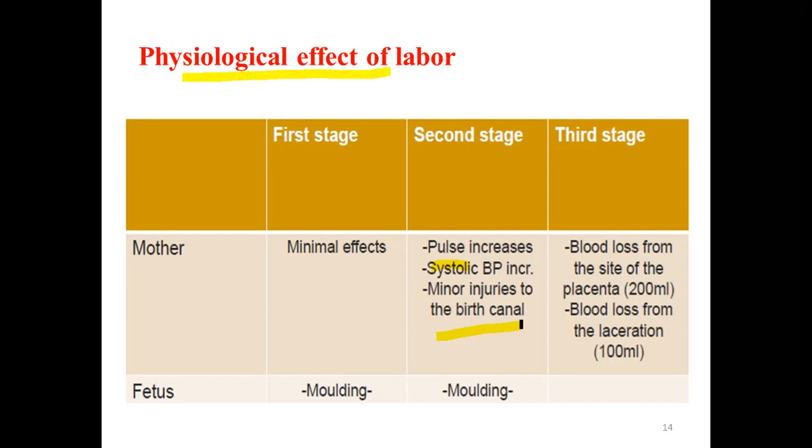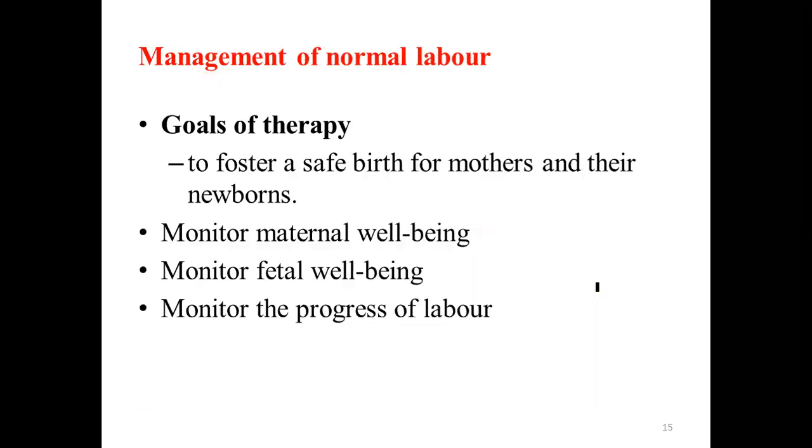In the third stage, there is a possibility of blood loss or bleeding as a result of laceration, or when there is delivery of the placenta, there is possible bleeding. So those are some of the physiological changes we're expecting during labor. Having said this much about the stages of labor, how do we manage labor?